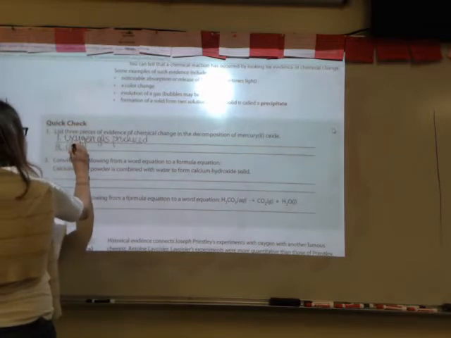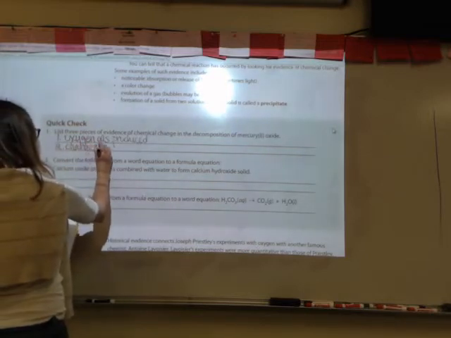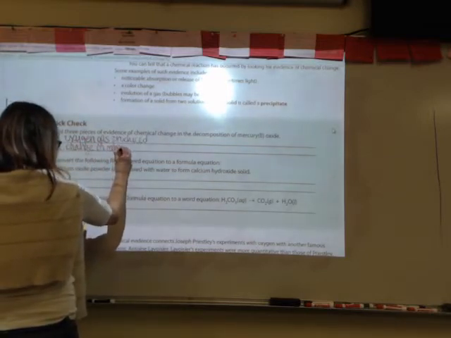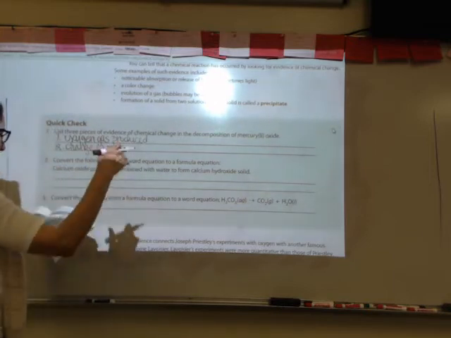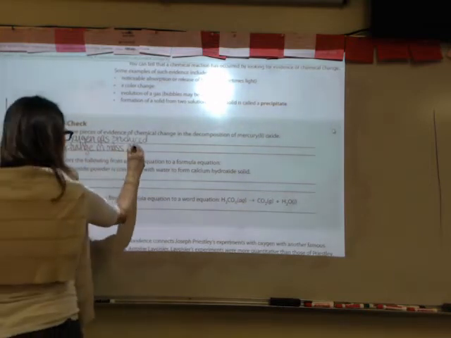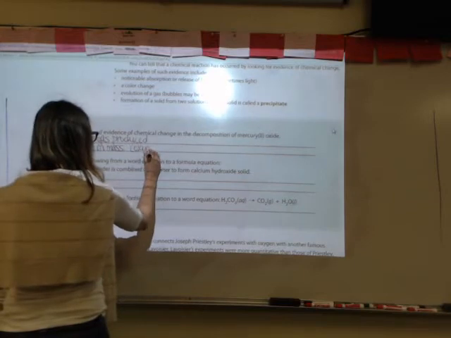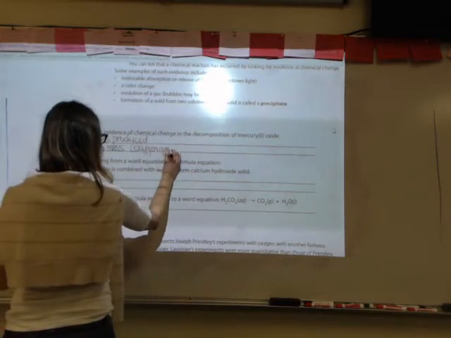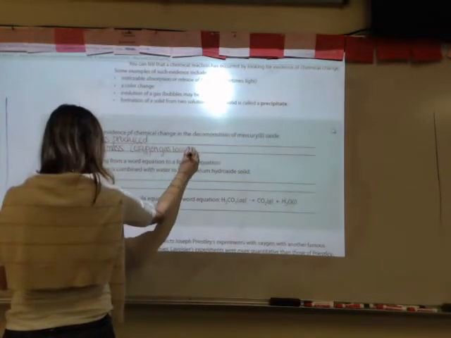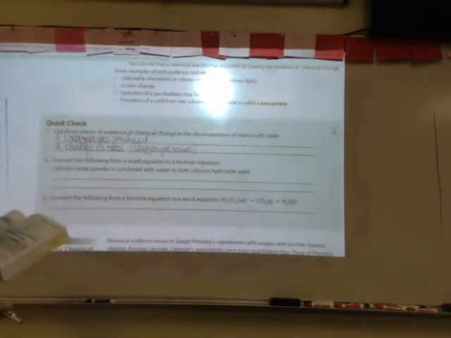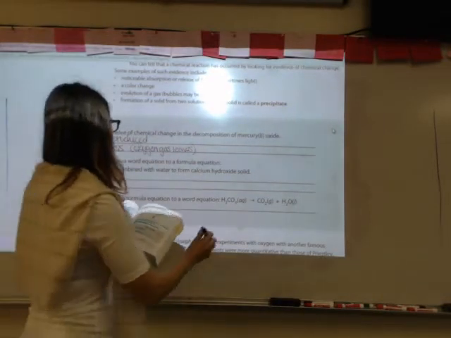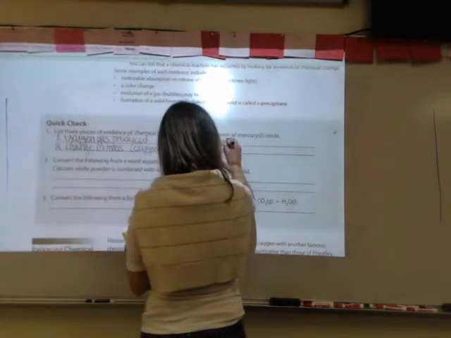There's going to also be a change in mass because when the oxygen gas leaves, the mass is going to change. Number 3, there was an unexpected color change.